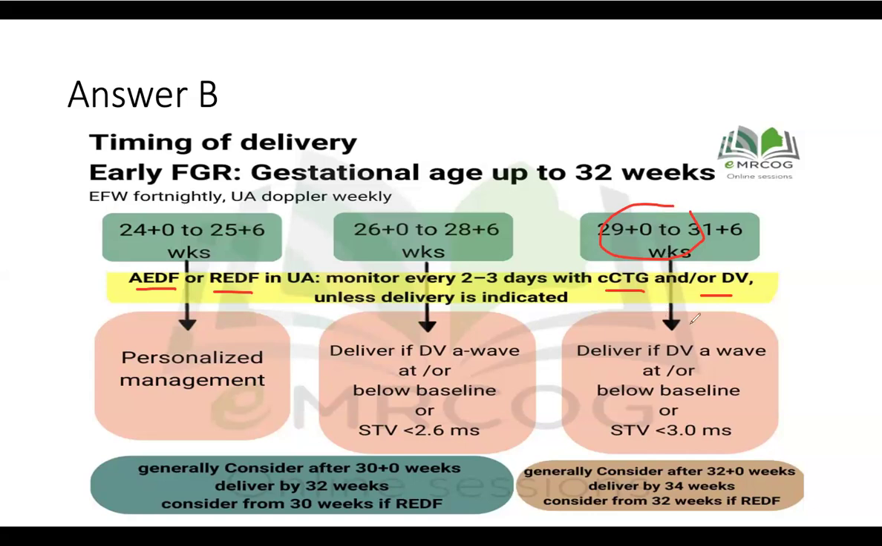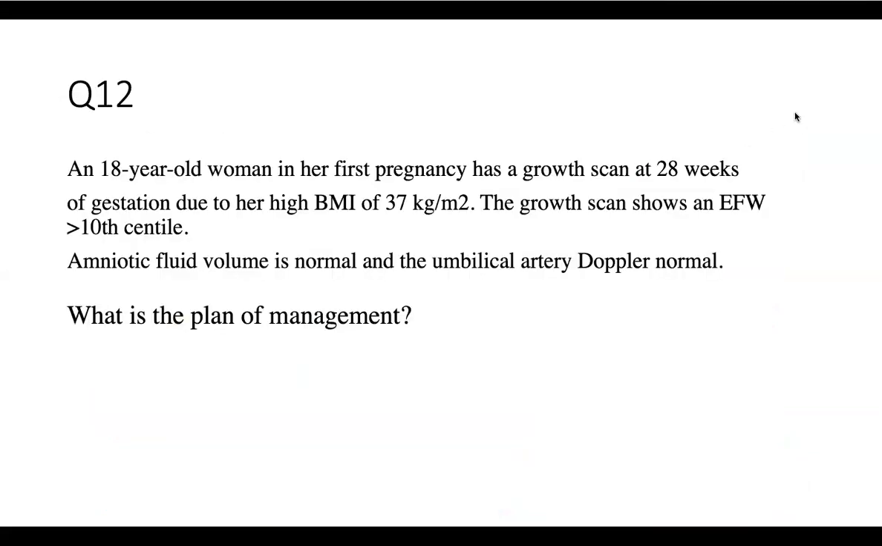For this group, we generally consider after 32, deliver by 34 weeks, and consider from 32 if reverted into diastolic flow. Same meaning, okay? However, if you stick to one algorithm, I will be happy.